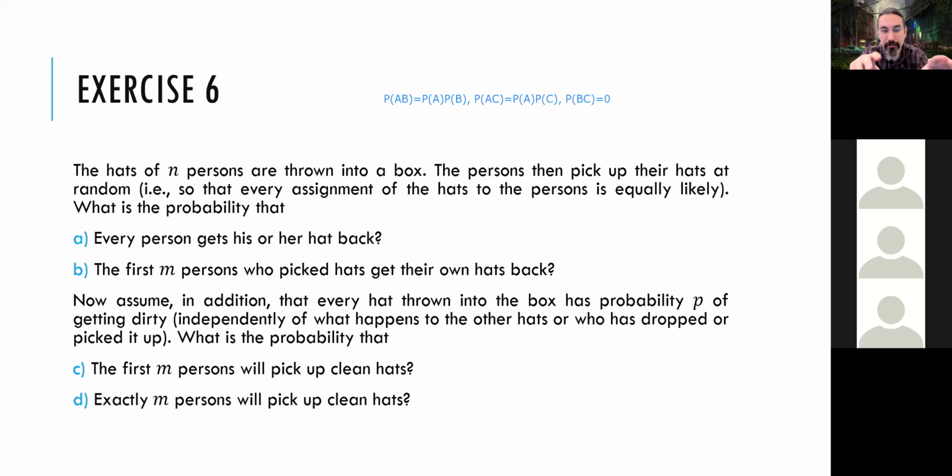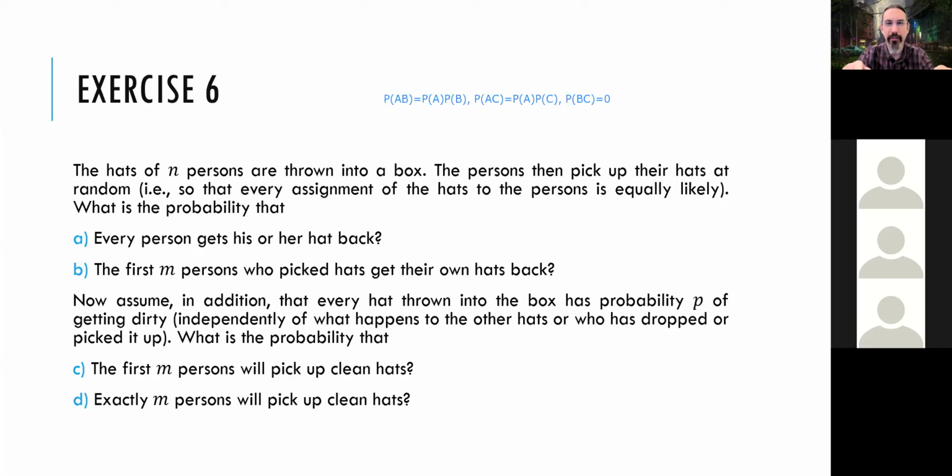But the first m persons, we are looking for the probability that the first m persons will pick up clean heads. Now, the probability that a clean head is coming up is 1 minus P for everyone, because we don't know how many heads are clean in there. We just know that each head, independently of each other, has a chance of getting dirty, which is P. So staying clean is 1 minus P.